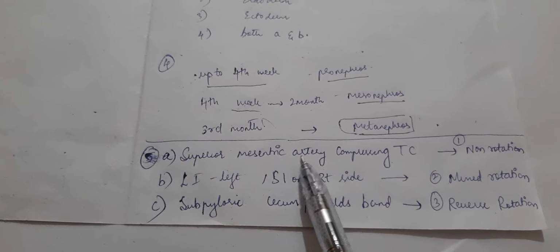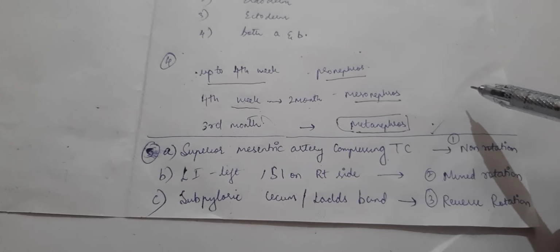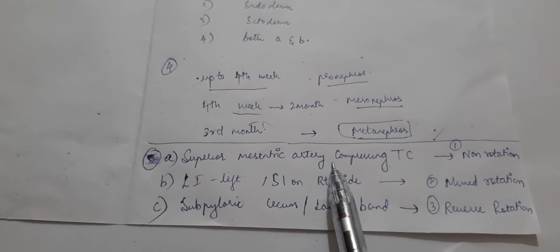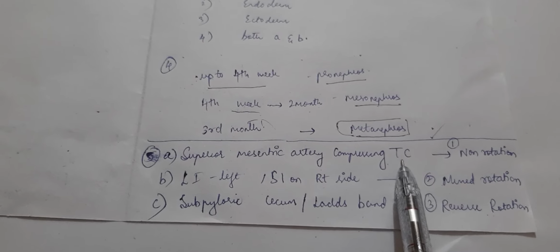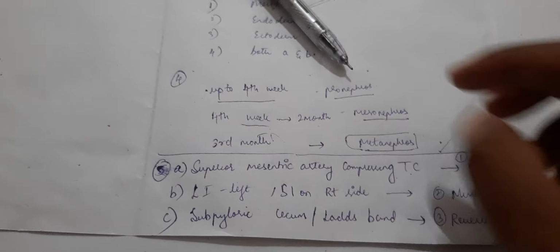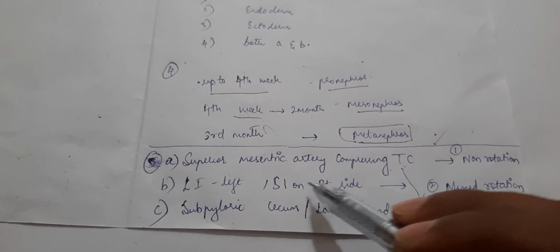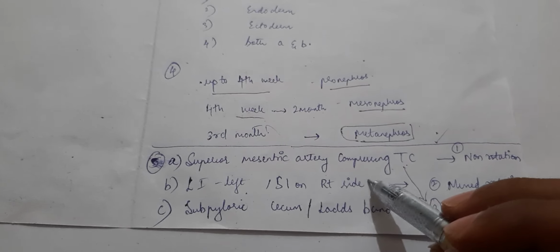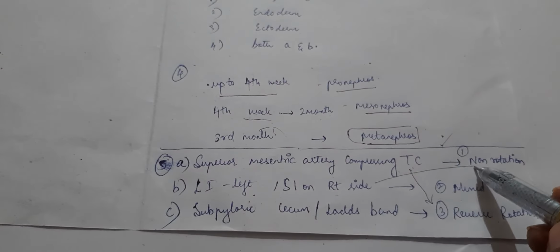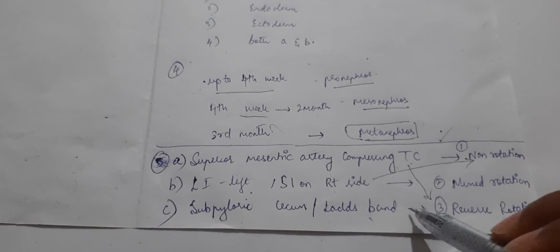Then this is match the following of malrotation of the intestine. Superior mesenteric artery compressing the transverse colon is seen in reverse rotation. Large intestine on the left side and small intestine on the right side is non-rotation. Subpyloric cecum and Ladd's band is mixed rotation.